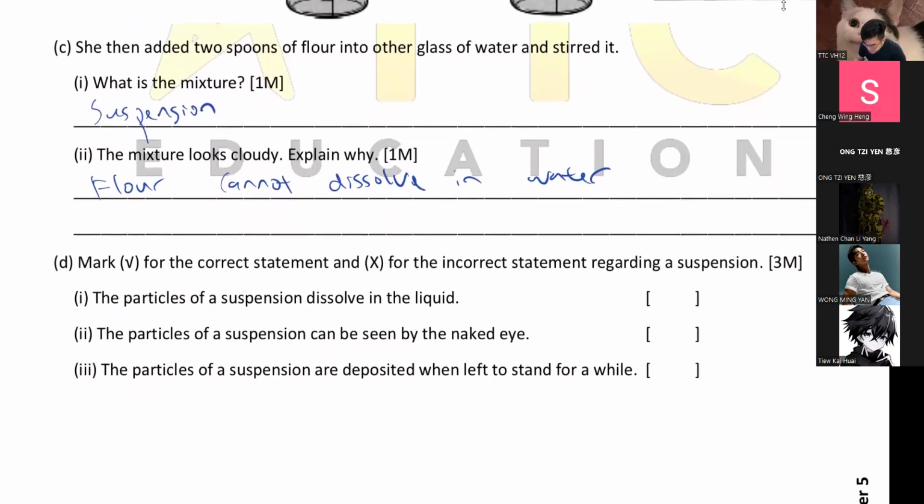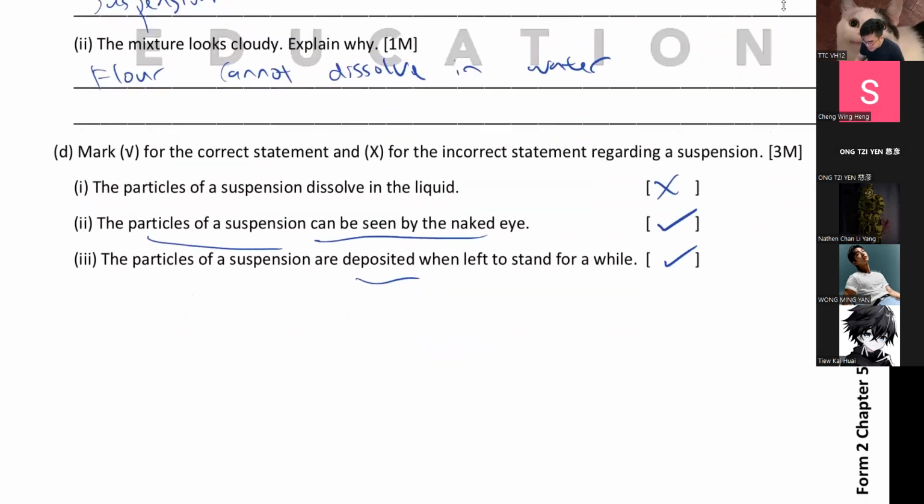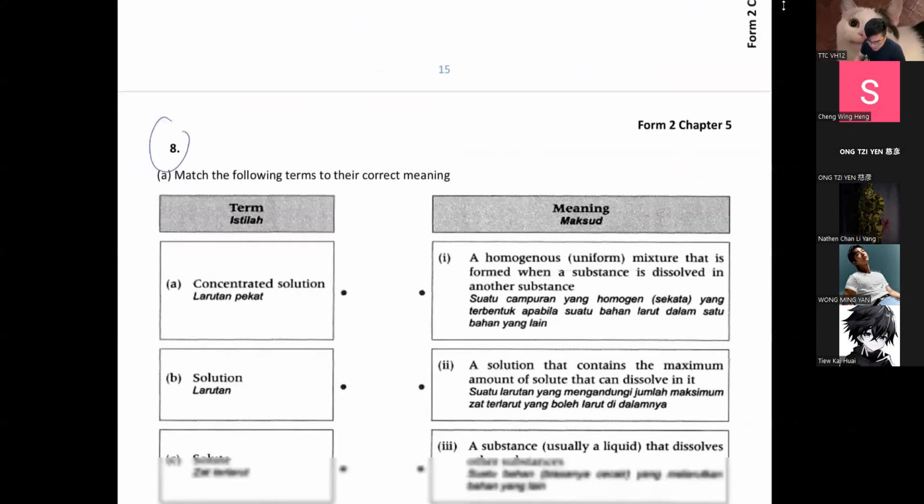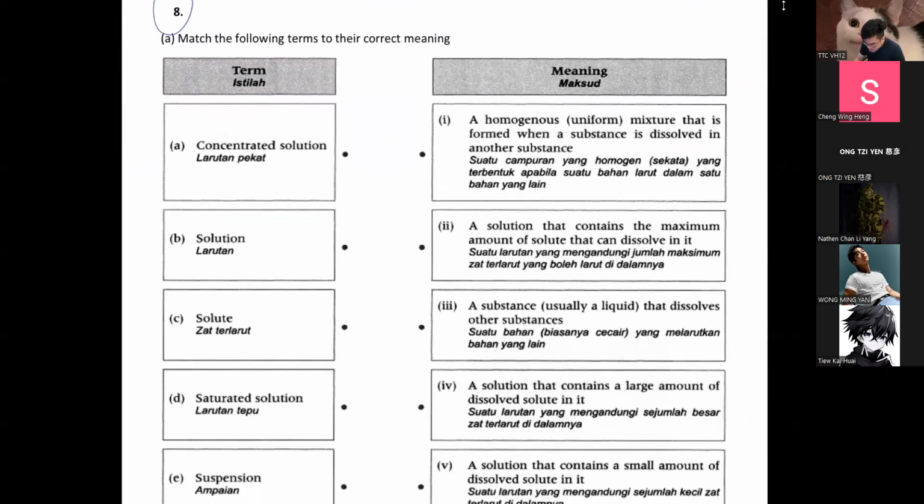Right, so D, the particles of a suspension dissolve in the liquid. No, they don't. Particles of a suspension can be seen by the naked eye. Can you see the particles of suspension? Yes, you can, because they're really big, like your sand. Deposited when left to stand for a while. Deposited means sink to the bottom. Yes, they do, just like your Milo. Right, next. Match the following terms to the correct meaning.